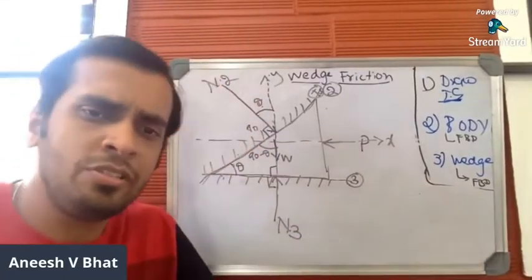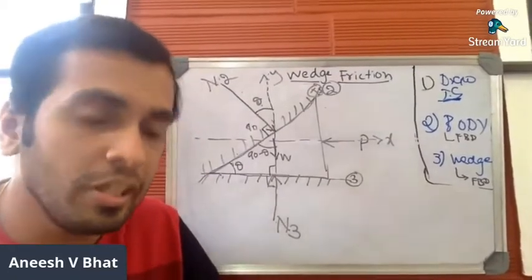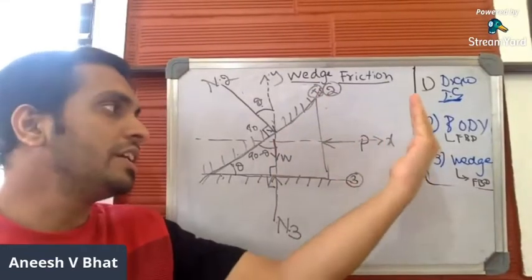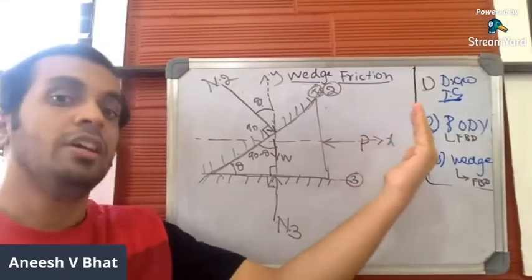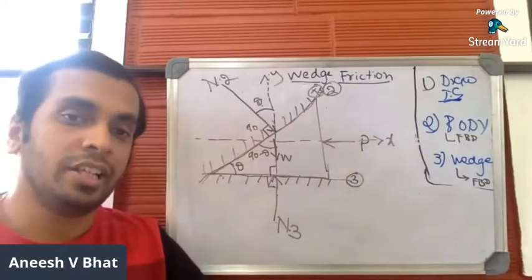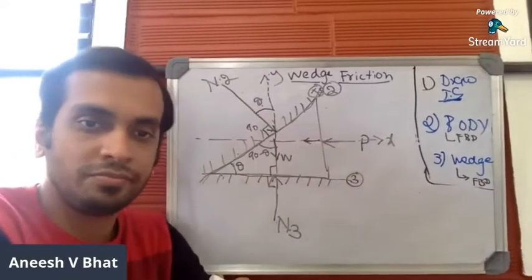Once you mark the normal reaction, you have to mark the friction resistance as well. In order to mark the friction resistance, you have to see the trend of motion of the body. Here, it's not the body, it's a wedge. Wedge is being pushed horizontally to the left-hand side, in this direction.